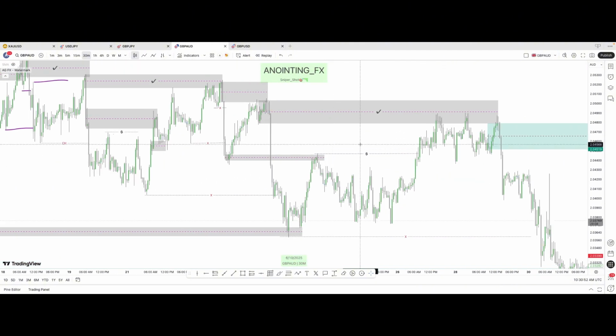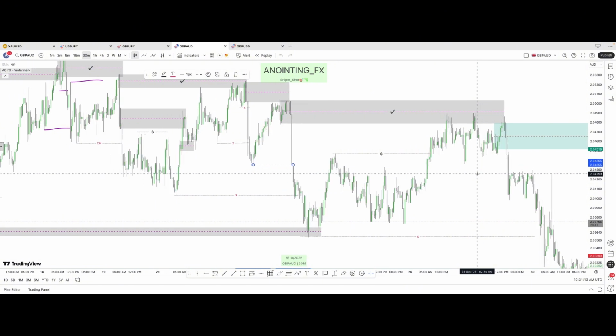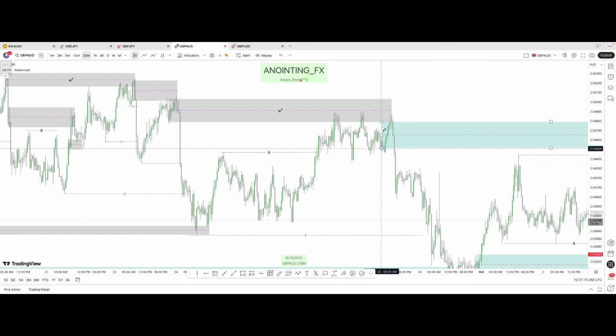So price coming here, we still had another valid entry point, which also broke structure. That's why I deleted this zone. So it also broke structure from this particular level, created this liquidity, and price finally tapped in and dropped so hard. Dropping so hard and mitigating this zone, we had a break of structure too as well.